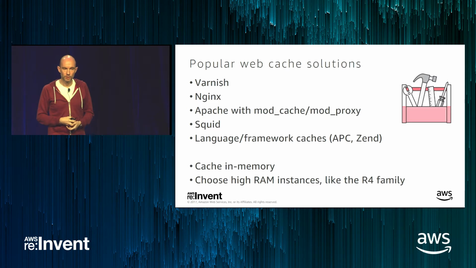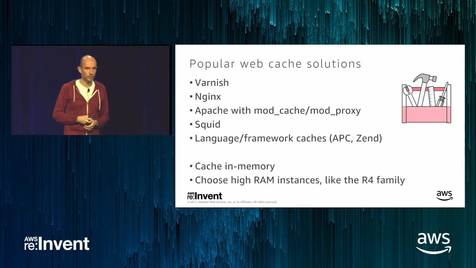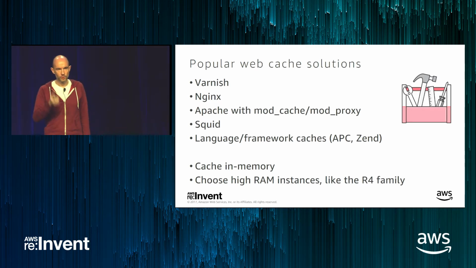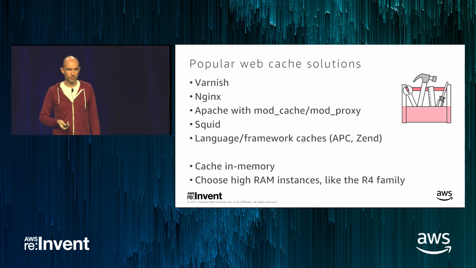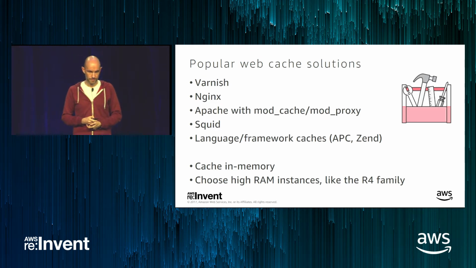There are some popular solutions based on Varnish, Nginx, or even an Apache module, Squid, what have it. All of them work similarly. And the key thing here is to try to cache your HTTP response in memory, as it is already done, to avoid crafting it from scratch. So instead of really going through all the motions to deliver that HTTP response, you can cache it at the web layer. And that means that you should take a look at your instances and favor those that have more memory, like the R4 family.